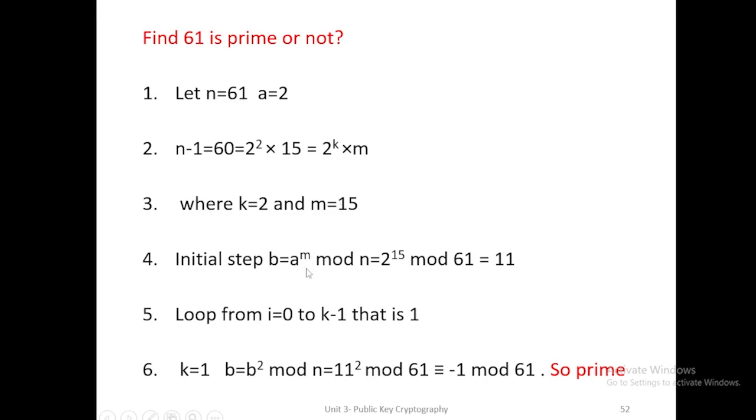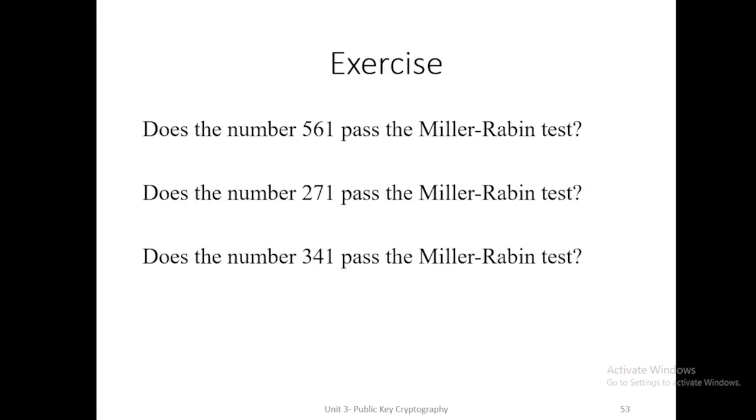So first I want to calculate b is equal to a power m mod n. So 2 power 15 mod 61, the number is 11. So you should repeat the process from i is equal to 0, i is equal to 1, so up to 2 times, that is 0 to k minus 1. So first time I calculated b squared mod n. b means 11, so 11 squared mod 61 gives minus 1. If the b value is minus 1, you stop the procedure and display it as prime. In this way, you can implement the Miller-Rabin algorithm.